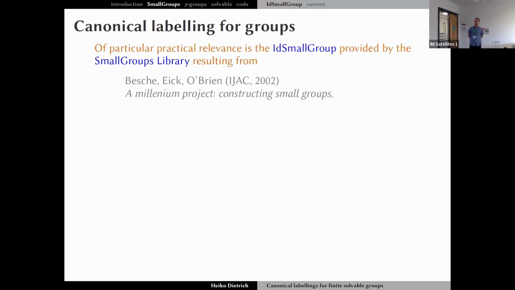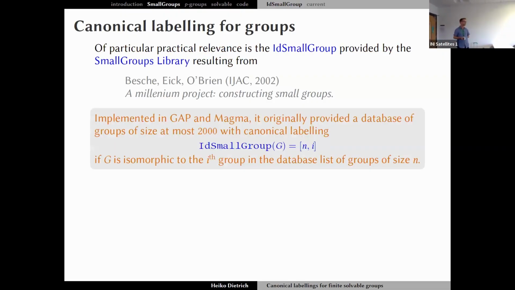It's ID small group. It's particularly relevant in practice. It stems from work of Ulrich Besche, Bettina Eick, and Eamonn O'Brien, where they presented algorithms that construct the groups up to isomorphism of order at most 2000, excluding 1024. And they've implemented that in computer algebra systems, and it's available in GAP and Magma, for example. And as I said, it provides a database of these groups up to isomorphism, and also canonical labeling.